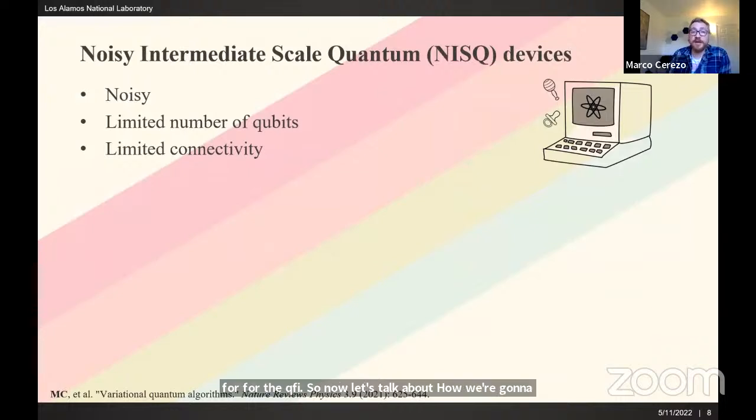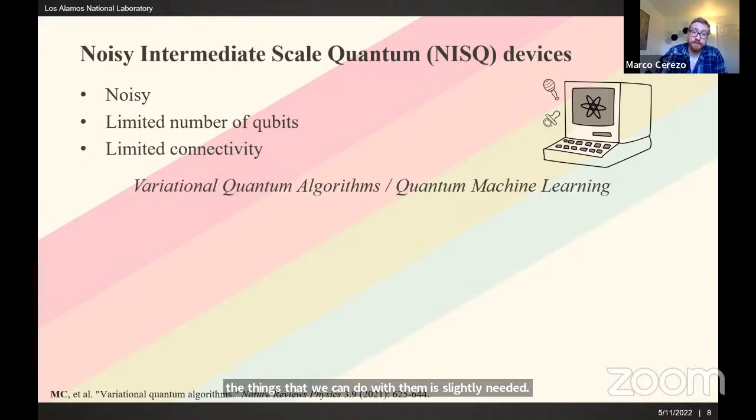So we already know that the current quantum devices that we have, those NISQ quantum devices, are still in their infancy. They're noisy, they have a limited number of qubits, they have a limited connectivity, and that means that the things that we can do with them is quite limited, but we still can do some stuff with them. So for instance, one of the main and leading approaches to make use of near-term quantum computers are variational quantum algorithms or quantum machine learning schemes, right?